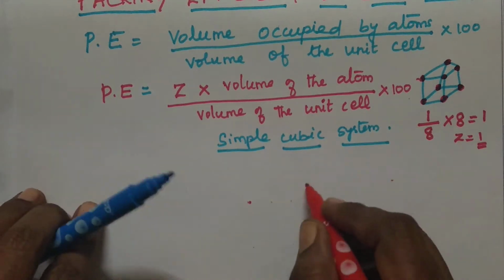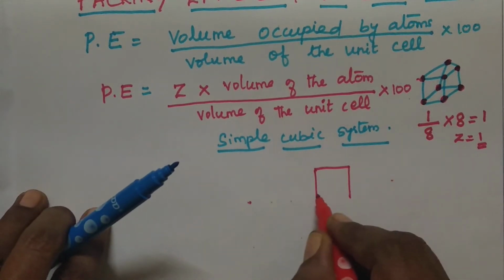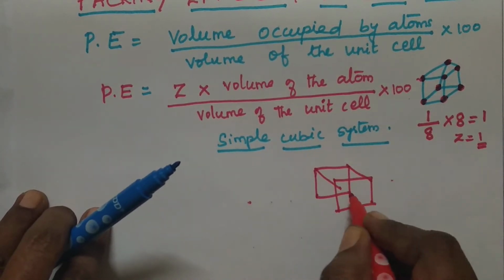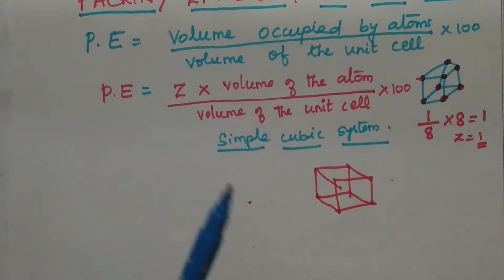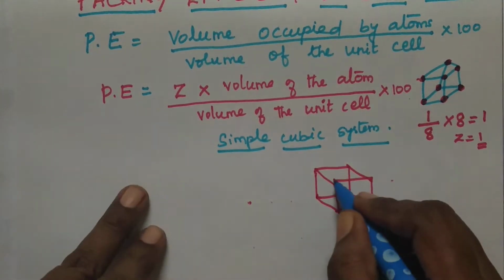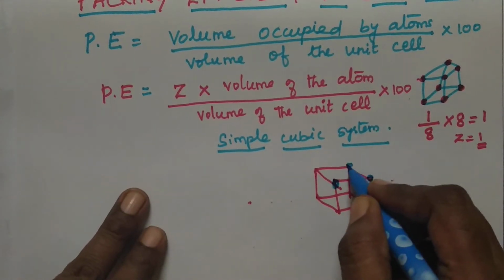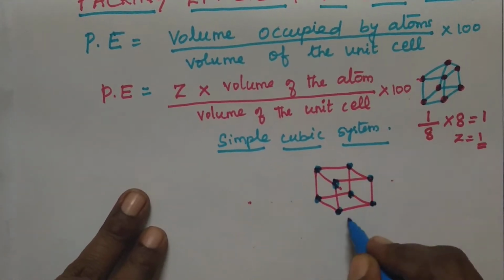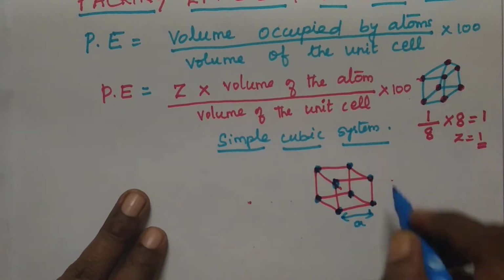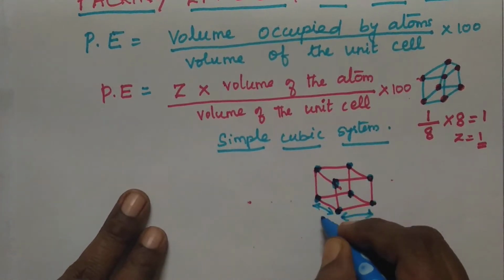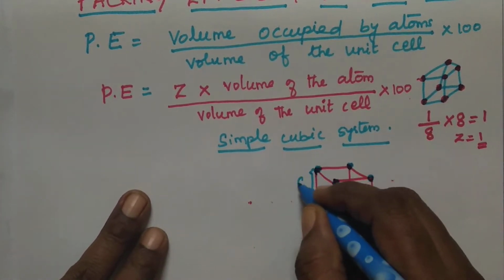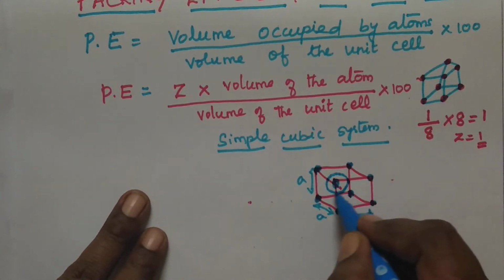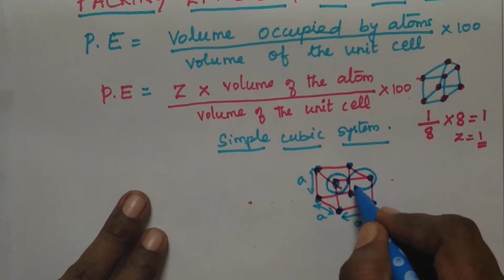For a cubic system, again I draw that cube. Okay, it's going to be like this. Let me draw this, and each atom is going to be placed over here in the corners only. The edge length is going to be A. The edge length is going to be A. And the atom is going to be placed here. This atom, I can draw it this way. It's going to be present in this way only.